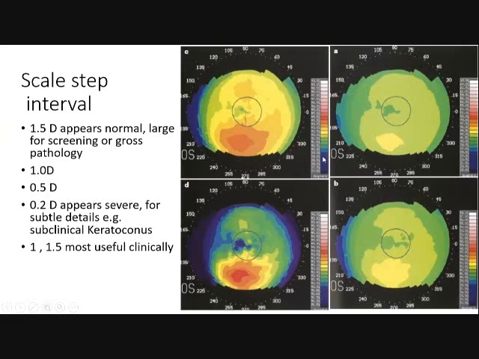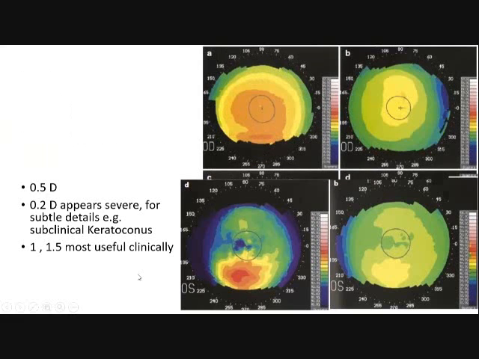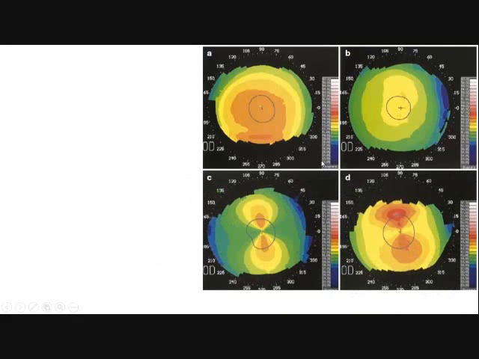So the first thing we look at on the corneal map is the scale, and we want to see whether it is a 1 diopter scale, 1.5 diopter scale, 0.5 diopter scale, or 0.2 diopter scale. What is the interval? Normally 1 diopter intervals. So can anybody tell me what is the normal cornea out of these four?